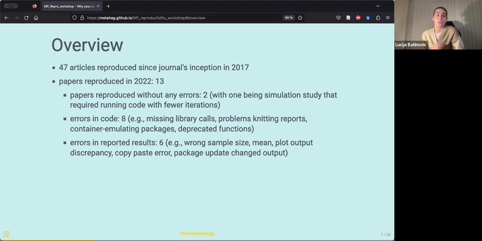We also have errors in reported results. We had 6 papers with those issues, and some of the examples are a wrong sample size or mean, or a plot that looks a bit different, or just common copy-paste errors.